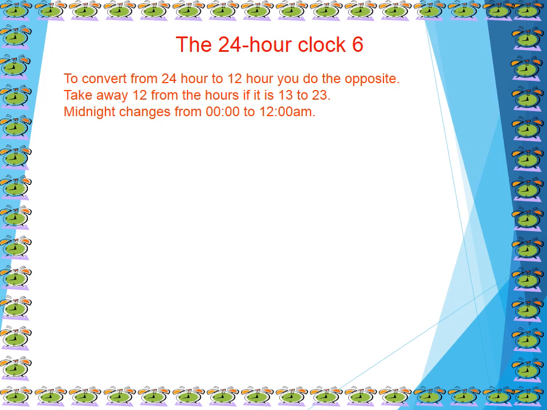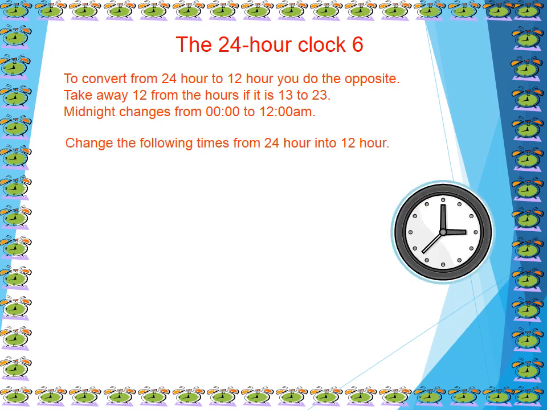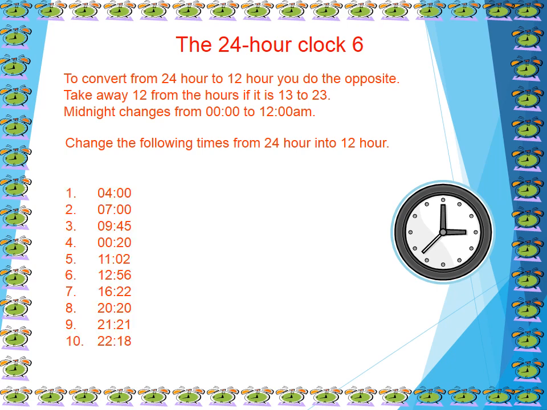Now it's also your turn. Remember, to convert from 24 hours to 12 hours, you do the opposite. Take away 12 from the hours if it is 13 to 23. Midnight changes from 0 to 12 a.m. Change the following times from 24 hour into 12 hours. We have the first one, 4 o'clock, 7, 9, 11, 12, 16, 20, 21, 22. Remember, don't forget to subtract if it is from 13 to 23.